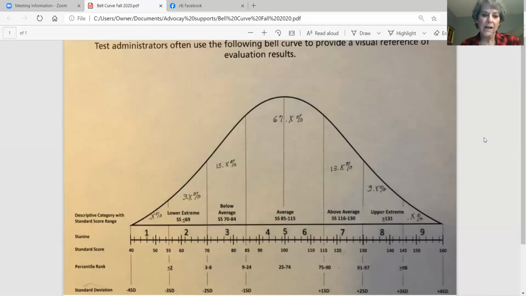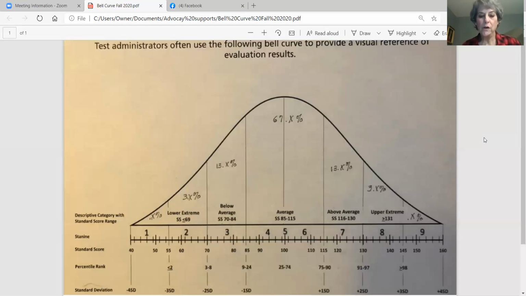The bell curve is used to help understand the evaluation results of testing that we use to determine eligibility for students who are seeking special education support to be on an IEP. And it's important that we understand that these are really statistics of measurement of the evaluation of the results.